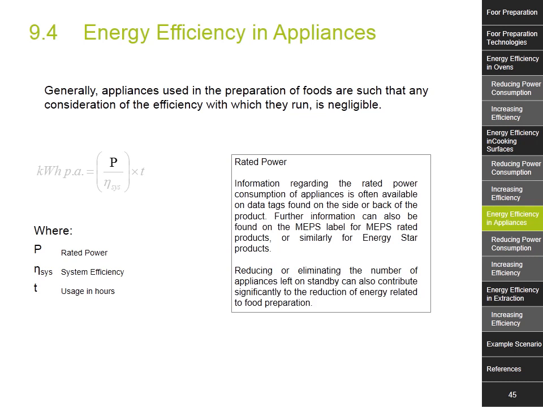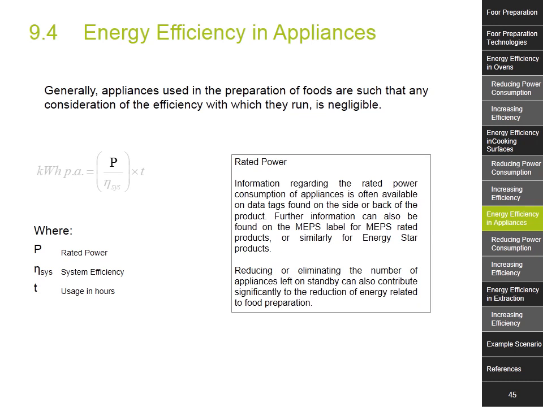Information regarding the rated power consumption of appliances is often available on data tags found on the side or back of the product. Further information can also be found on the MEPS label for MEPS rated products or similarly for Energy Star products. Generally, the relative cost and scale of implementation would suggest that any reduction in the power usage of a device would be a result of replacing inefficient technologies with more efficient appliances.